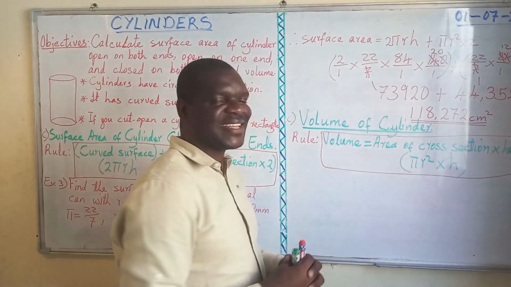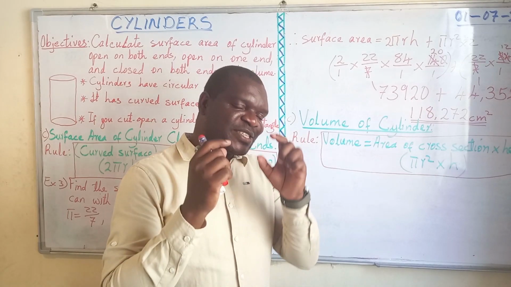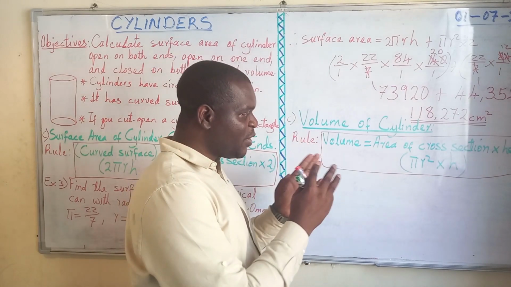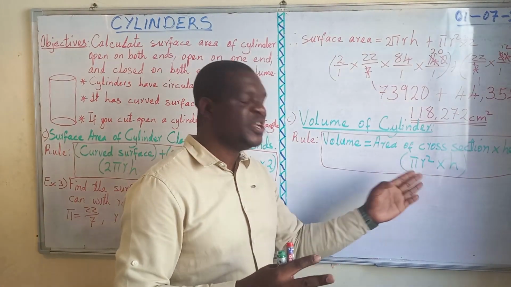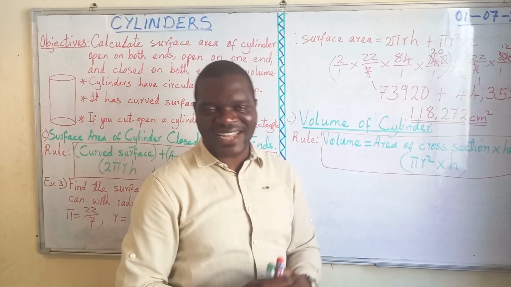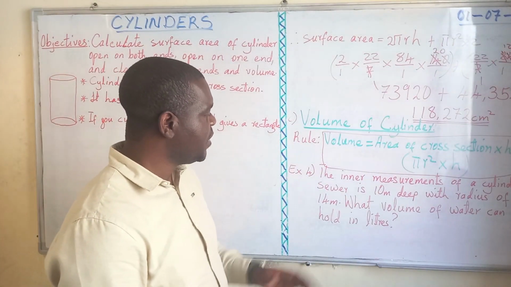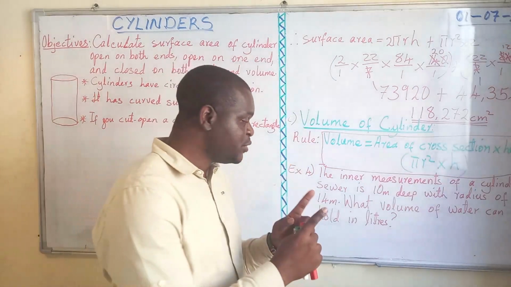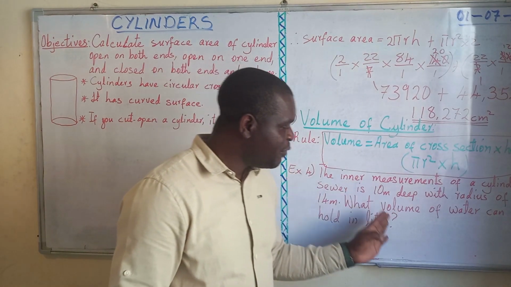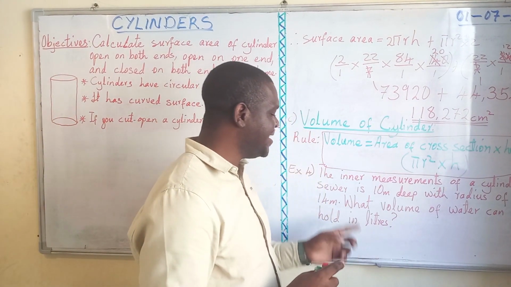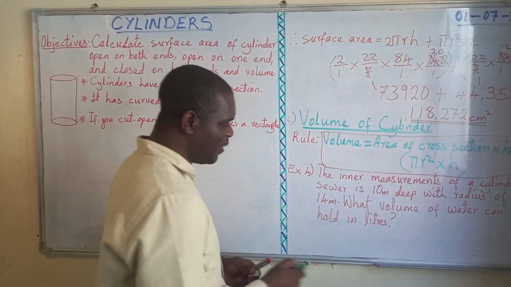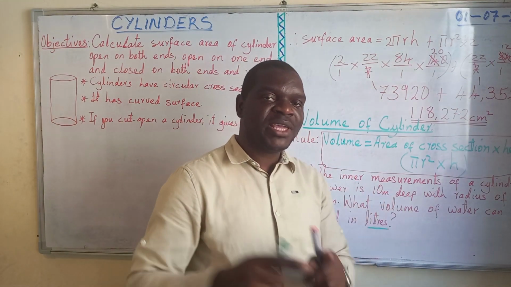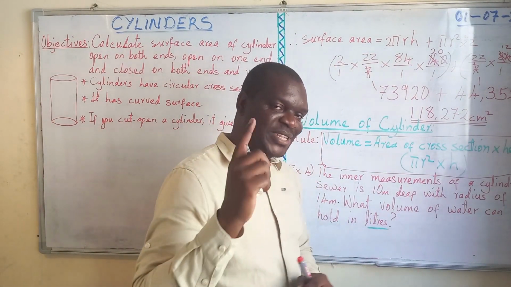Now let's apply this example and look at it carefully, because it's talking about the volume of water that is contained in a tank. Follow up closely and see how you can apply this rule to calculate the volume of water in a tank. Now let's look at this example together. The inner measurement of a cylindrical sewer is 10 meters deep with a radius of 14 meters. What volume of water can it hold in liters? Take note of this. At the end, we have to convert our answer from cubic meters to liters. So take note of that.